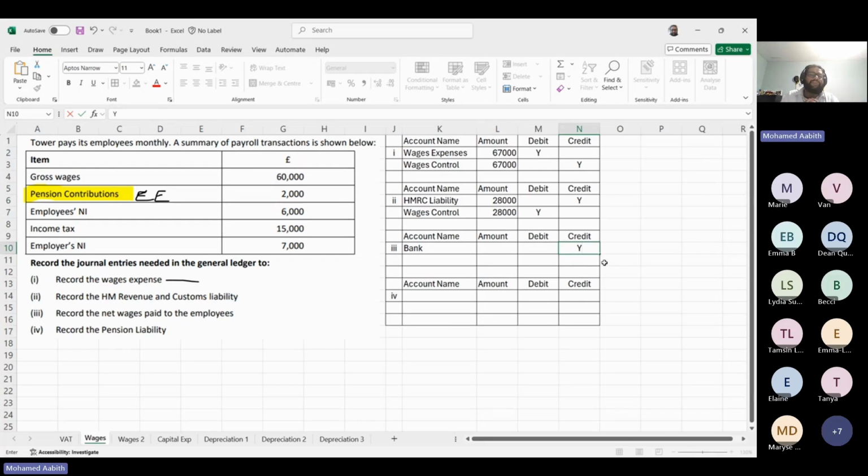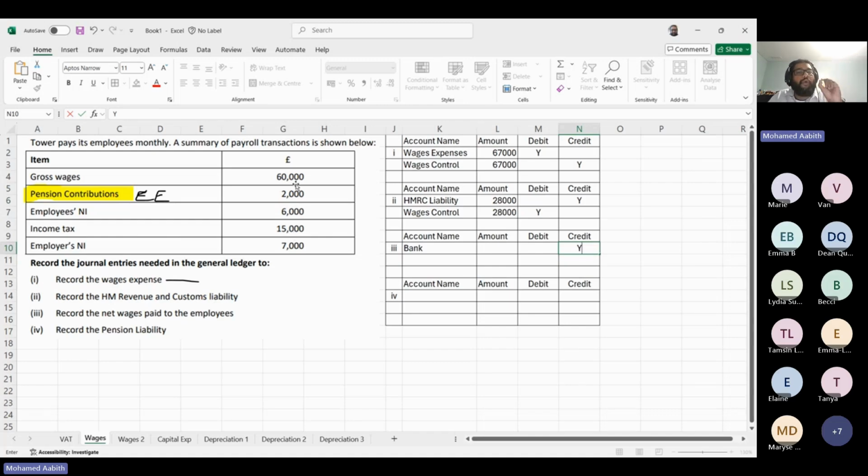A lot of information there I need to process. How much do I take home? So we have to take away anything we find which is from the employee contribution. So we have the pension, the employee's national insurance, which is 6,000, and the employee's income tax as 15,000 pounds. How much is that all together? That is going to be 23,000 pounds.